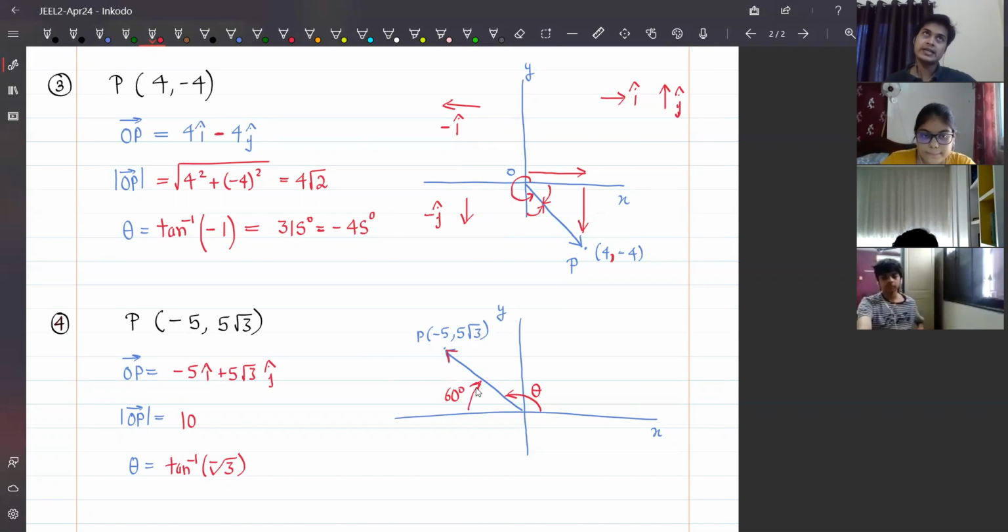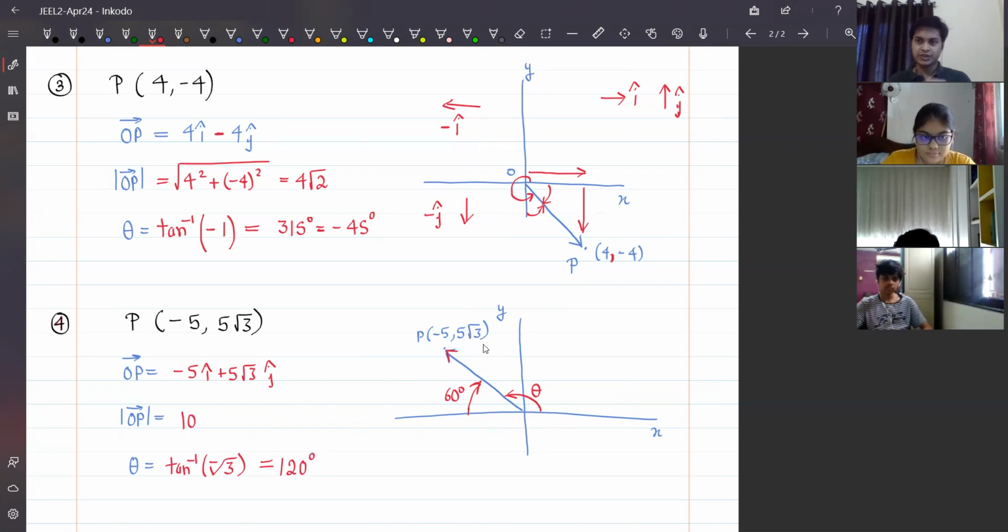Try to remember what we learned in the previous class for angles. If this is 60, then theta is measured from the positive x-axis. Can you see? Look at the arrow here. This is theta. So the total is 180 minus 60, which is 120. 120 is the right answer.